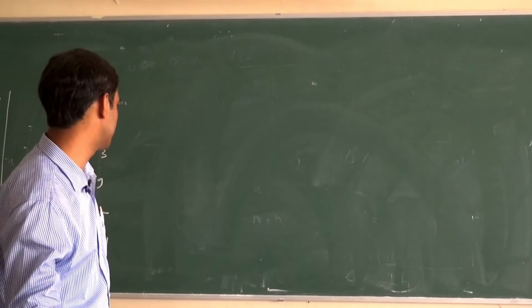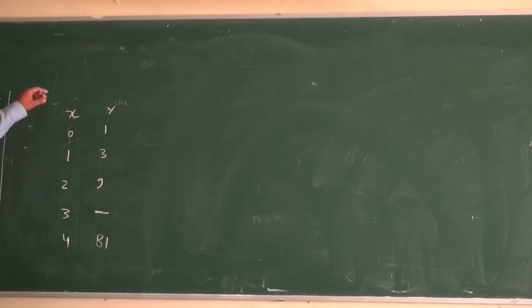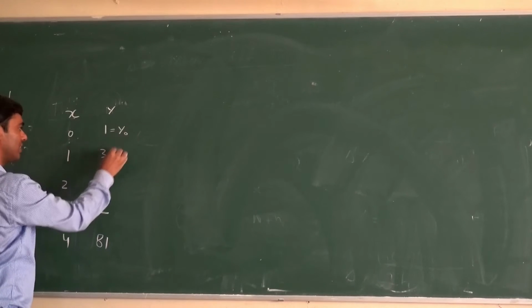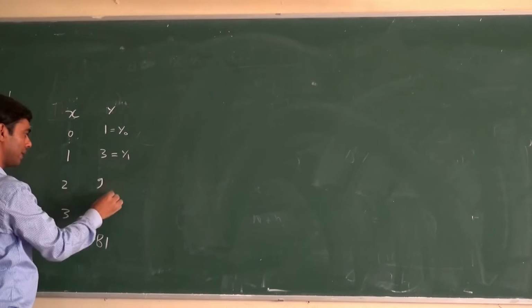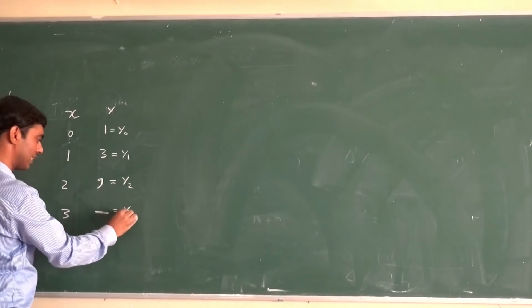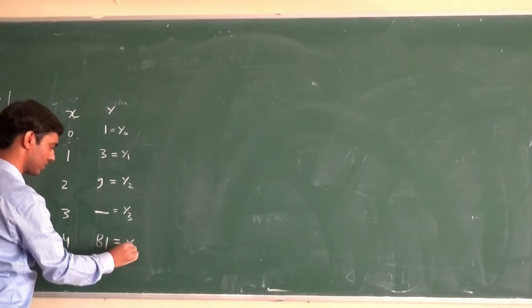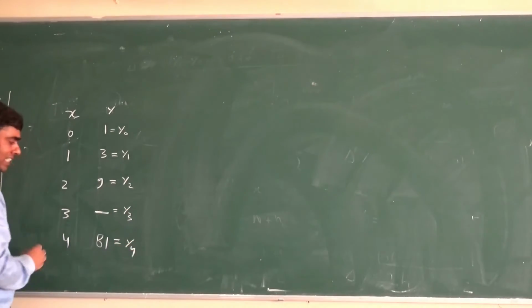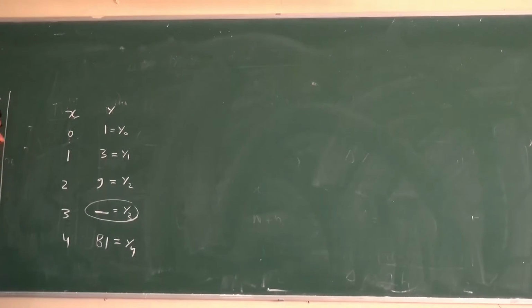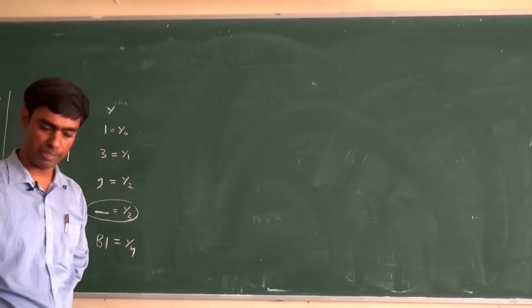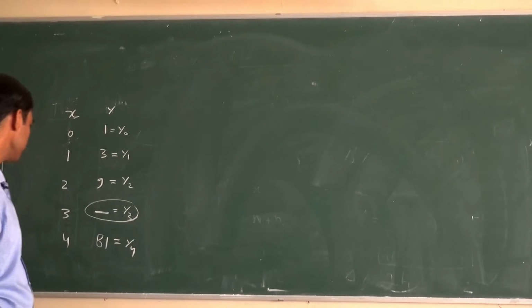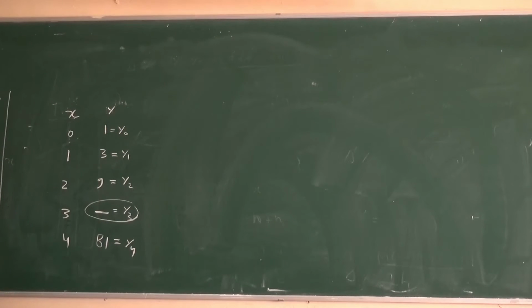Now how do we find this missing term? If we denote these as y0, y1, y2, y3 and y4, what is the missing term? The missing term is y3. So we need to find the value of y3.